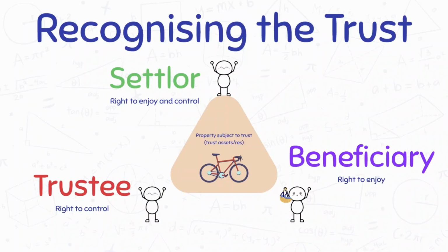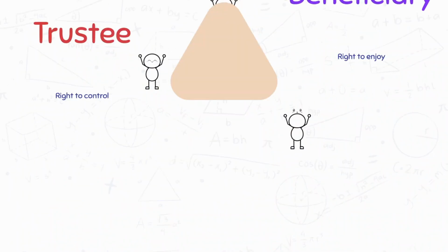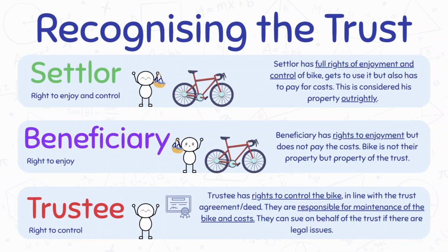The bike itself is referred to as the trust res or asset, as this was the property that was subject to the legal arrangement that Happy Harry decided to make. So hopefully you'll be able to recognize that a settlor has to have full rights of enjoyment and control of a property type. So they get to use it as well as having to maintain it. And this is what we call having absolute ownership. So ownership of something outrightly or completely.